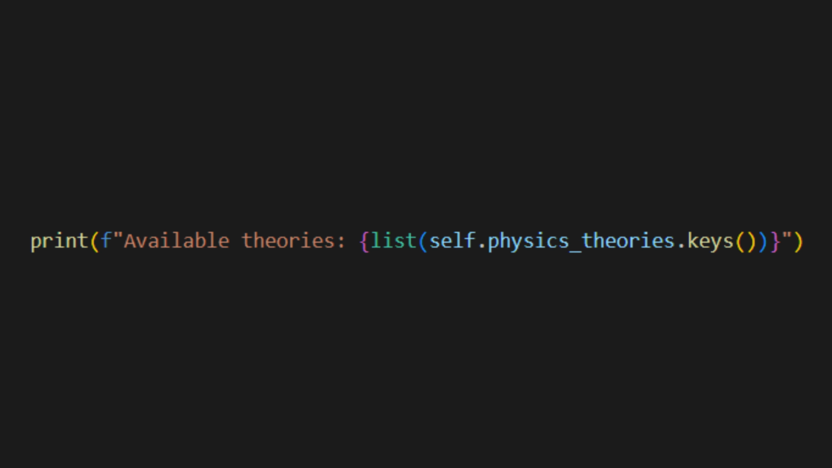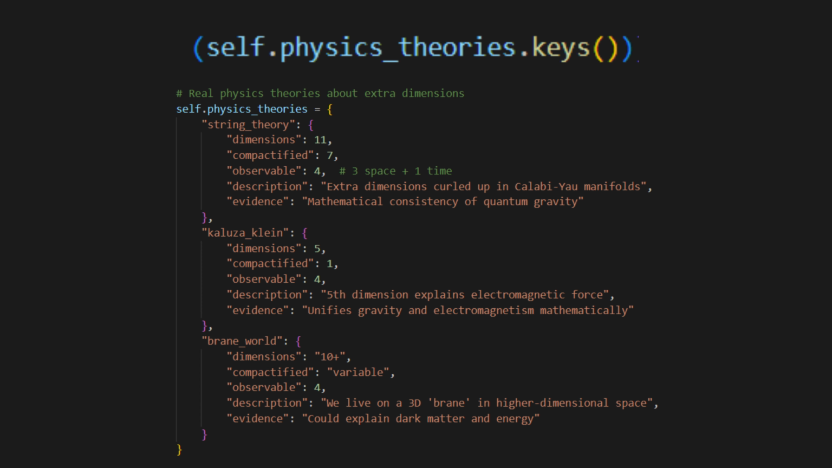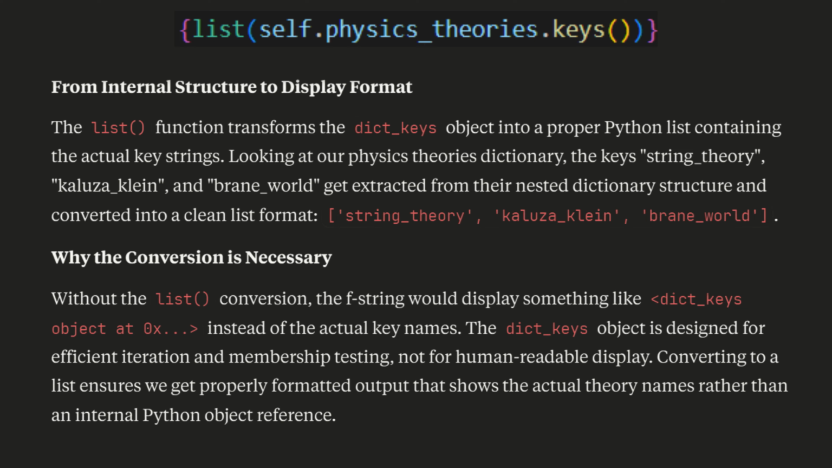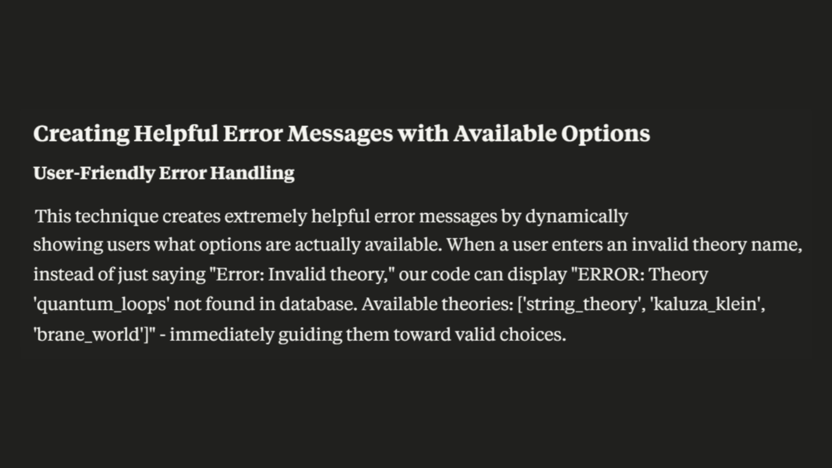So inside the curly braces of this F string, we have that list function with self.physicstheories.keys inside of that. Self.physicstheories.keys gets all the theory names from our physics theories dictionary, and then list converts those keys into a displayable list format. The result gets embedded in the string as available theories. This creates helpful error messages that show available options.